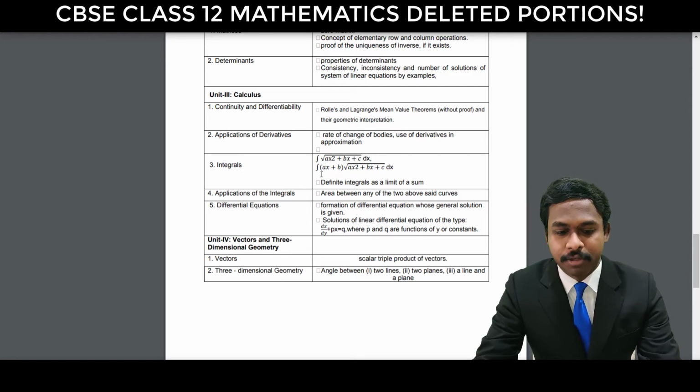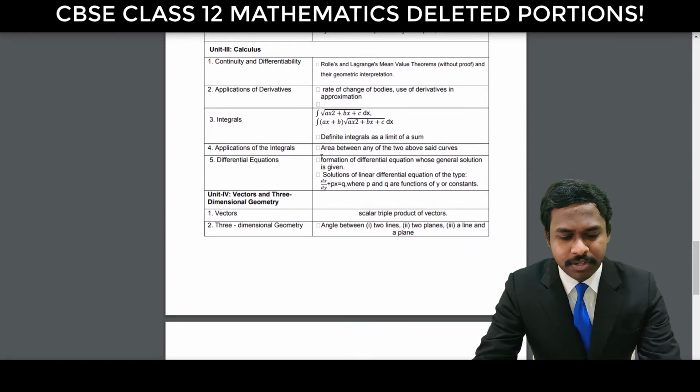It's very important for you to focus more on indefinite integration, because those are the most important questions for the board examination. And then in application of integrals, area between any two curves is not there. Also, in differential equations, formulation of a differential equation whose general solution is given is not there. The solution of linear differential equation of the type dx/dy plus px equal to q, where p and q are functions of y or constants, is also not there.